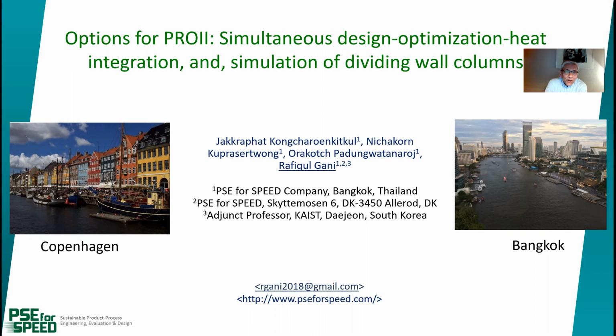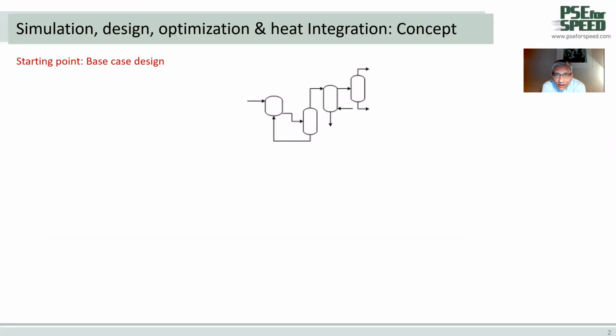So this talk is about the use of PROII and different options within PROII for simultaneous design optimization, heat integration, and also another example of simulation of dividing wall columns. So let me start on the first topic, that is simultaneous simulation, design optimization, and heat integration. I will introduce the concept first.